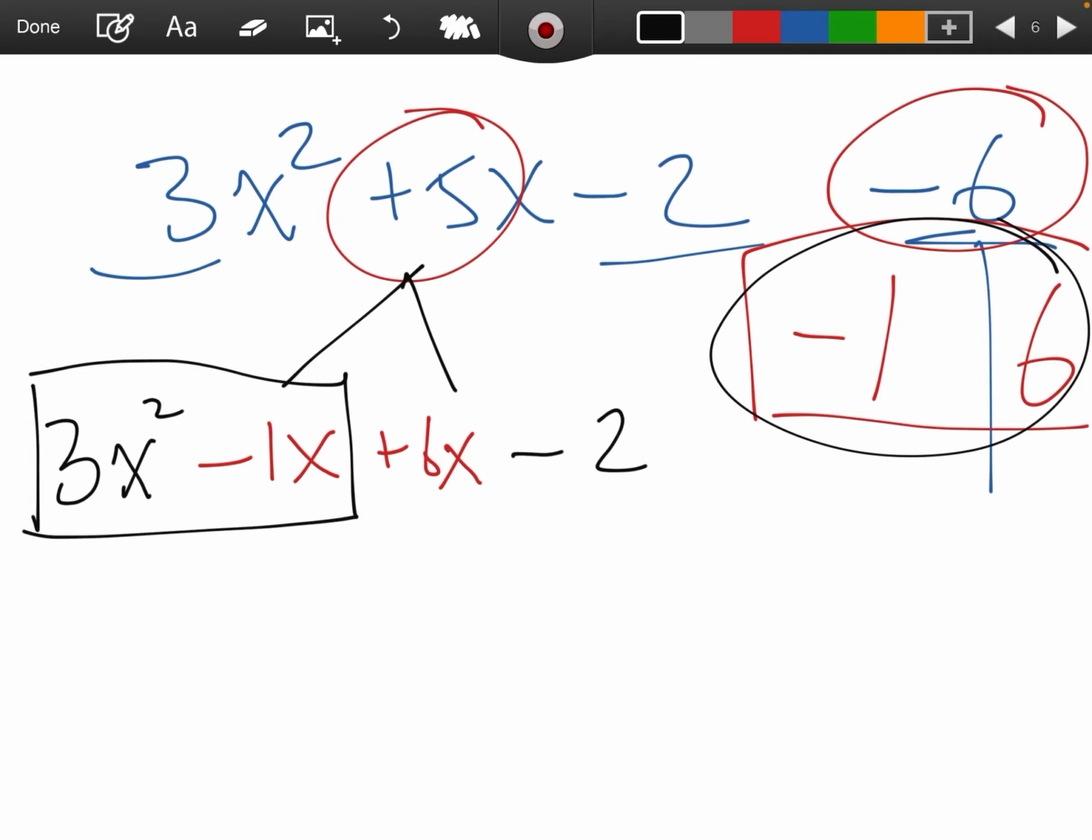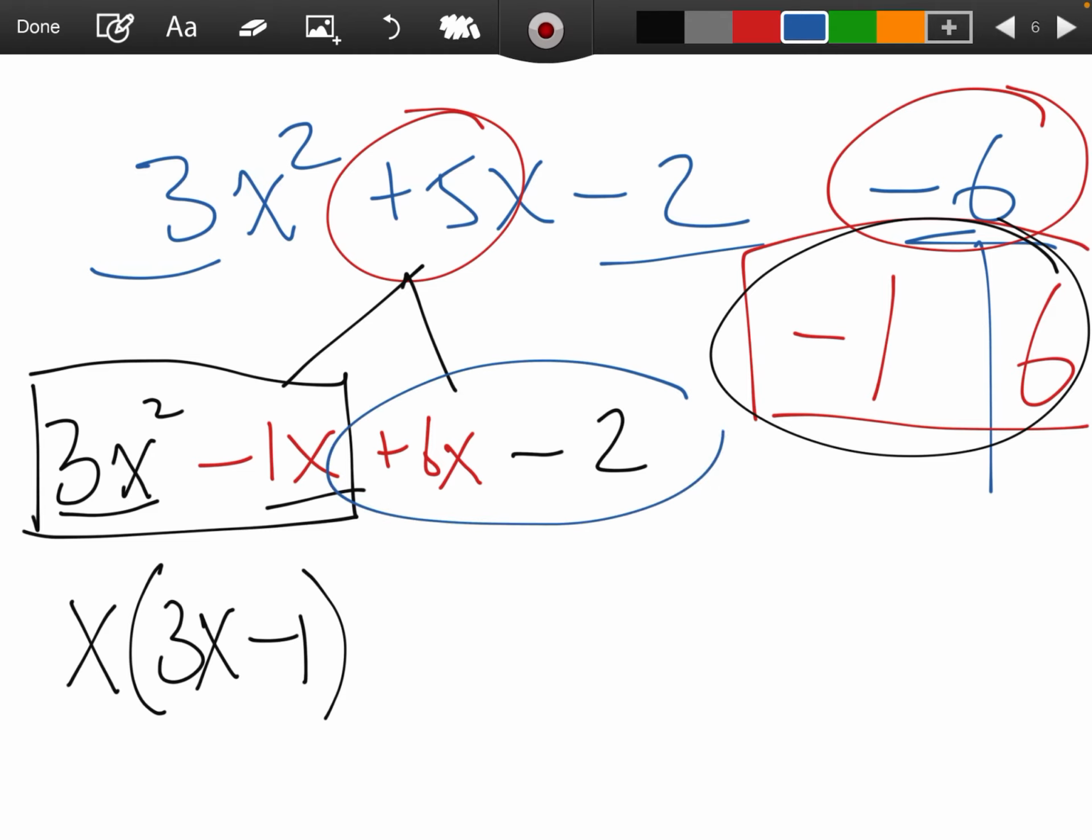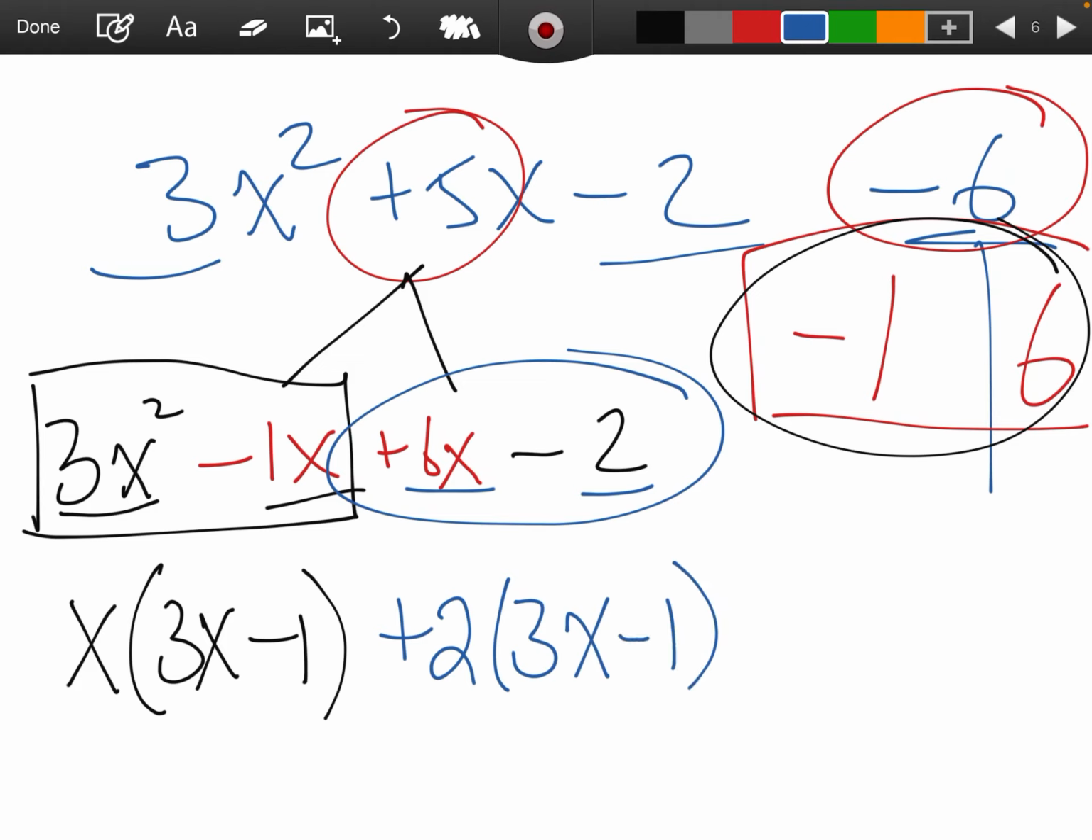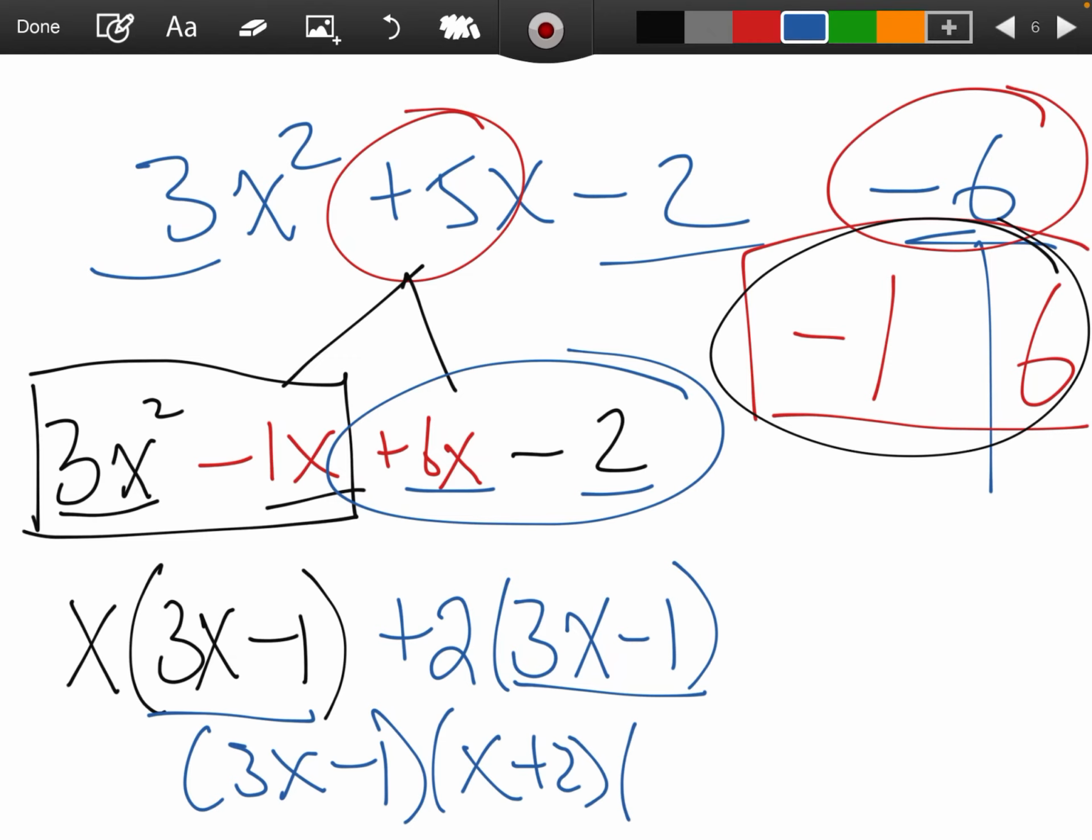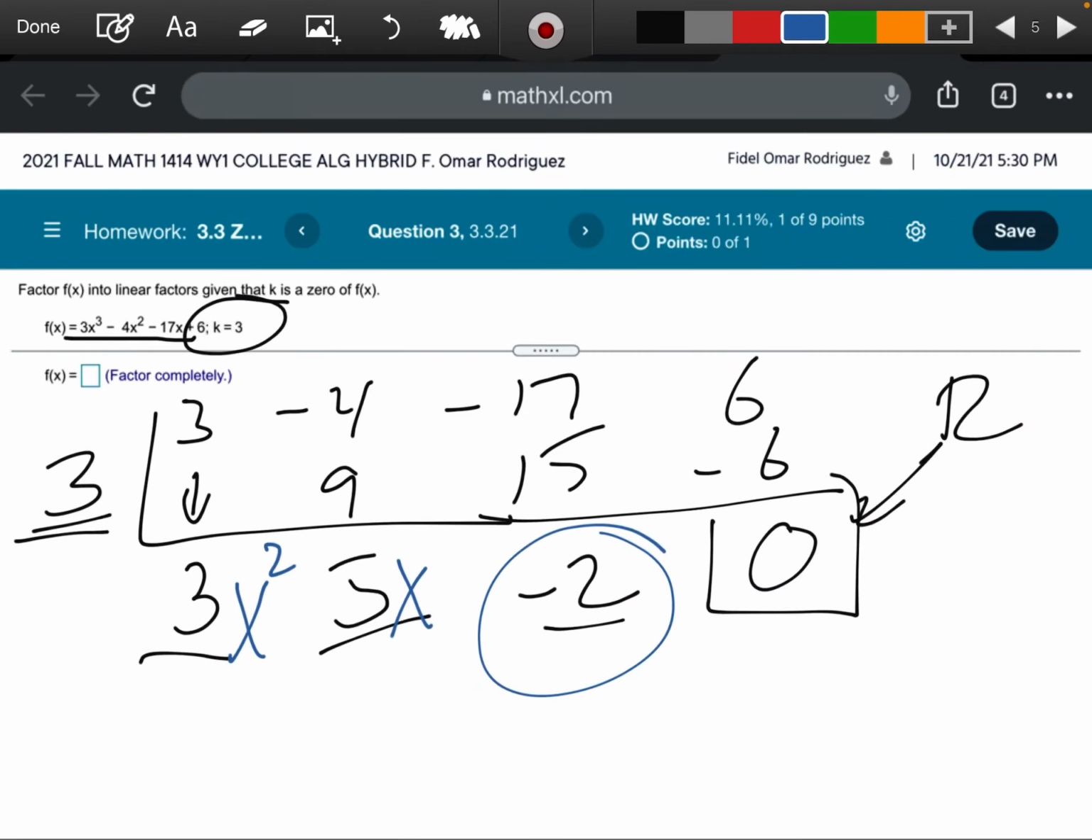Okay, next step is in the grouping, box the first two. What can I factor out of here? We can factor out an x. We're left with a 3x minus 1. And then over here, we can factor out the number 2, and we're also left with a 3x minus 1. And if we did this right, those pieces match up, which it looks like they do. 3x minus 1, x plus 2, and then the other part we had was from when we started off here.